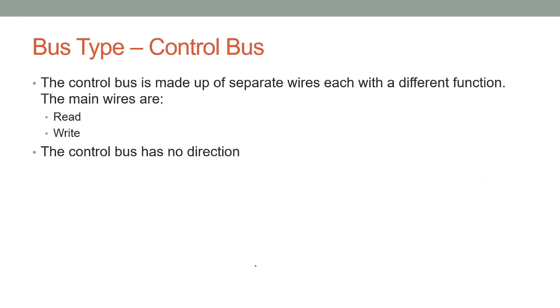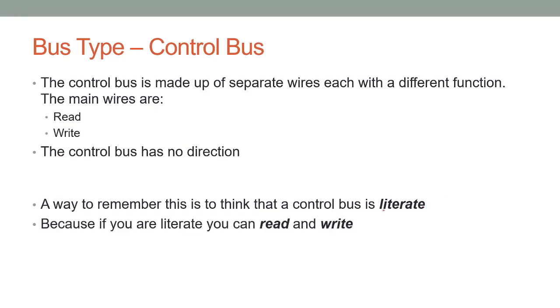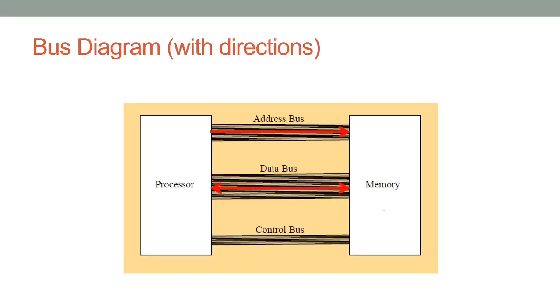A weird way to remember this, I got told this years ago by a student actually, I think he's left now, but it was just so dumb, I'll never forget it. Maybe you might find this useful: a weird way to remember this is to think that a control bus is literate. When I was told this, it was told like a really bad joke, and I didn't get it. Why is a control bus literate? It's because if you're literate, you can read and you can write. I don't know, maybe that will help you.